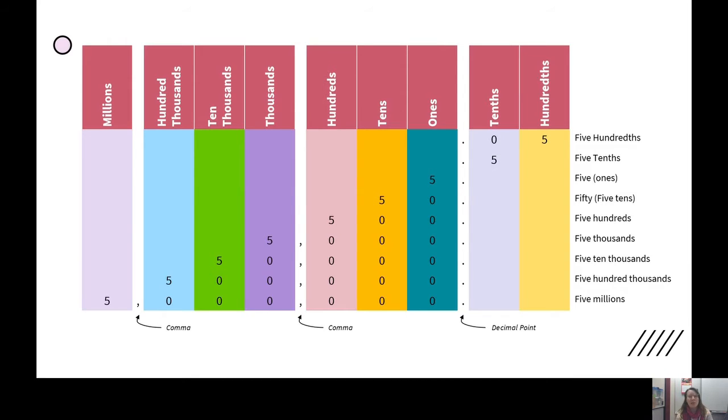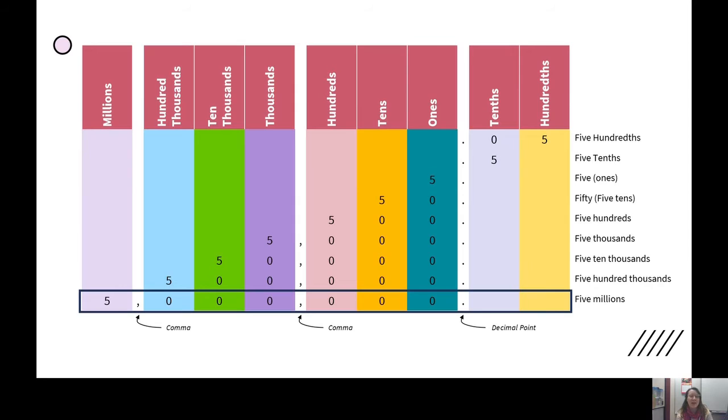A comma helps give a visual awareness of how far away from the ones you are. There's usually a comma every third value place. Versus a decimal point, that is a very distinct difference between whole numbers and decimals.